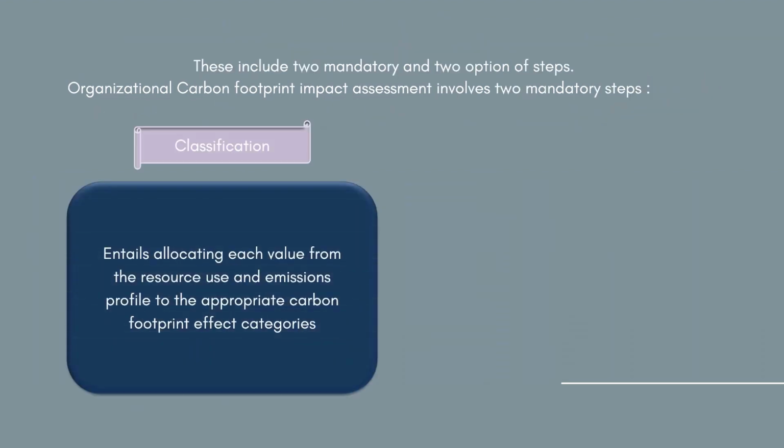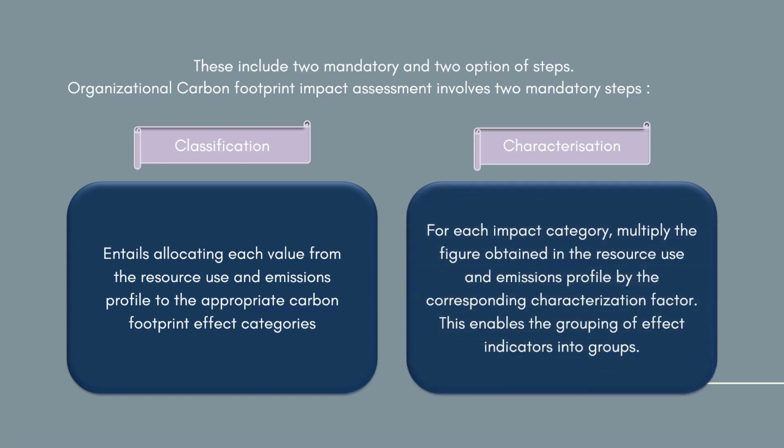Organizational carbon footprint impact assessment involves 2 mandatory steps. The first one is classification, which entails allocating each value from the resource use and emissions profile to the appropriate carbon footprint effect categories. Meanwhile, characterization is multiplying the figure obtained for each impact category in the resource use and emissions profile by the corresponding characterization factor. This enables the grouping of effect indicators into groups.